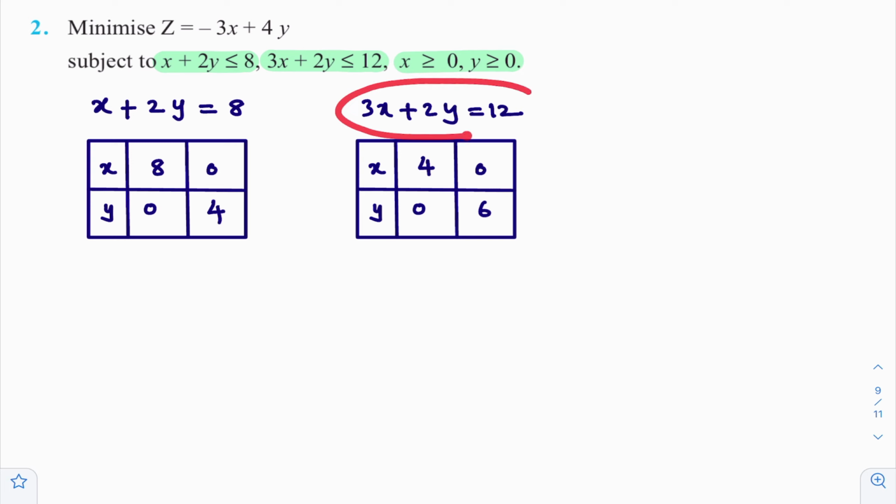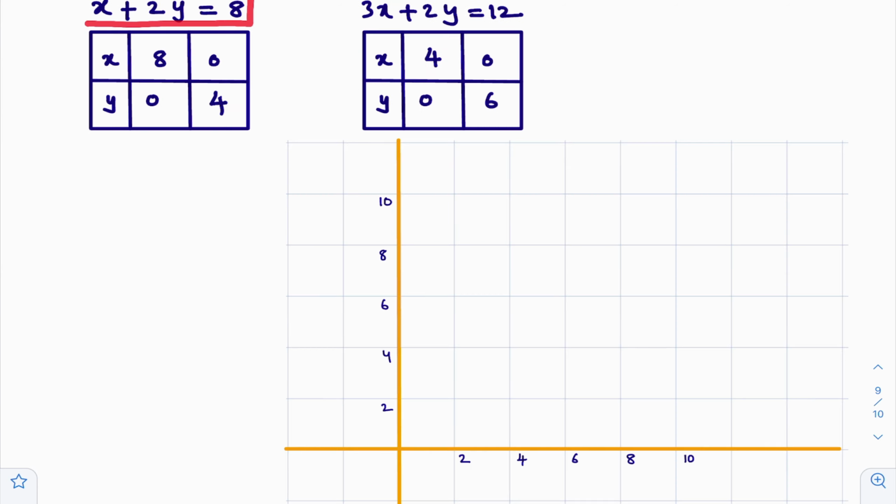Now I got 2 points on this line. What are those? 4, 0 and 0, 6. Now on the graph sheet we will draw these two lines. To draw the line x plus 2y equals 8, I will mark the points 8, 0 and 0, 4. You observe the 8, 0 point is on the x-axis, and 0, 4 is on the y-axis.